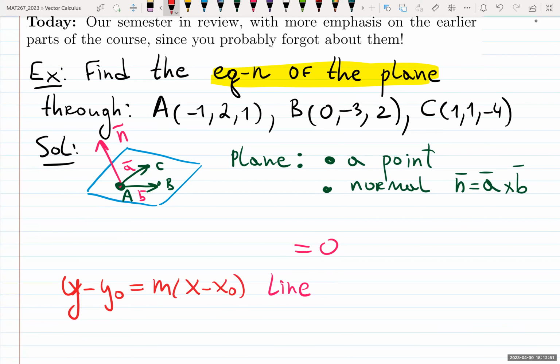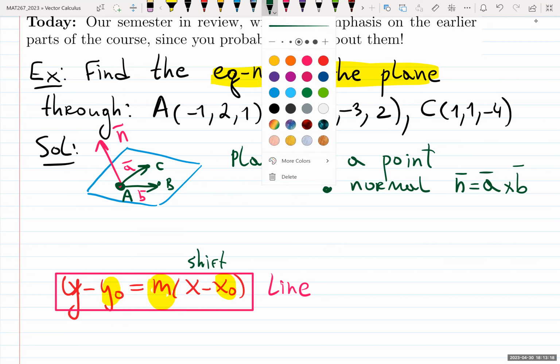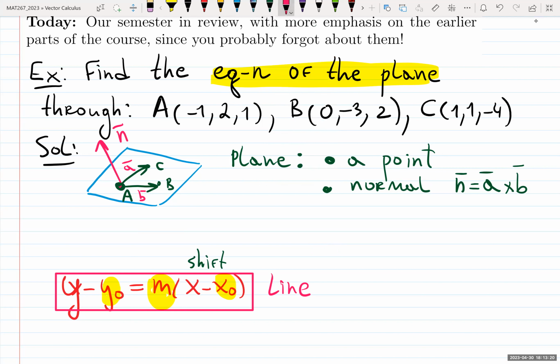Mx minus x sub 0. Don't worry, for now, the material is very basic. So while you're restarting, you will see everything is familiar. I like to see it from this idea: point, and then derivative. Derivative is multiplied by the shift. That's how I see it, at least, shift. You don't have to see it this way. So it's the same equation. Not the same equation, but the idea is the same for the plane.